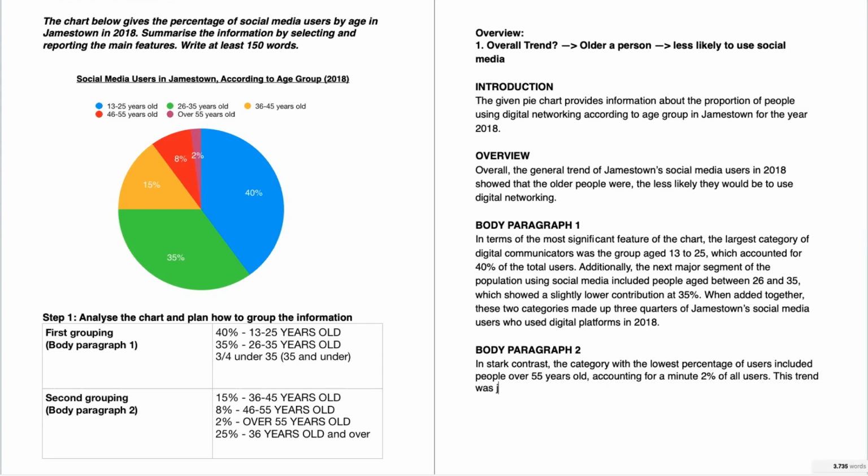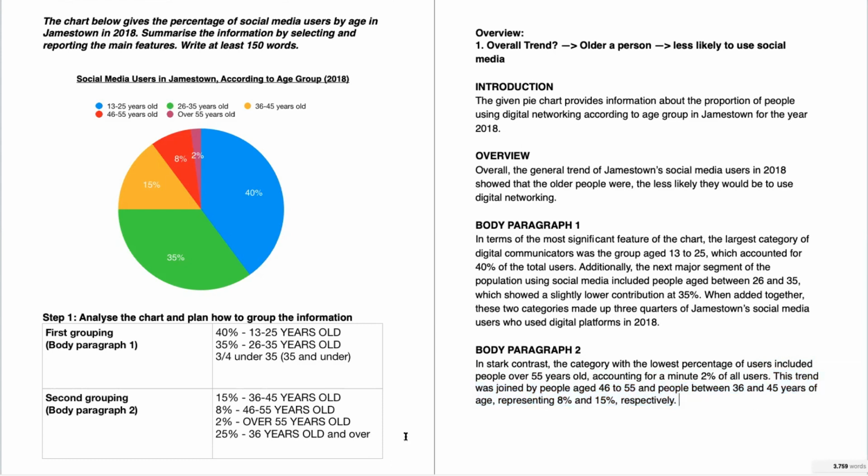This trend was joined by people aged 46 to 55 and people between 36 and 45 years of age, representing 8% and 15% respectively. Okay, so look how I just managed to include these two pieces of data, 15% and 8%, in one sentence just by saying respectively. So that shows that 8% goes to 46 to 55 and 15% goes to 36 and 45.